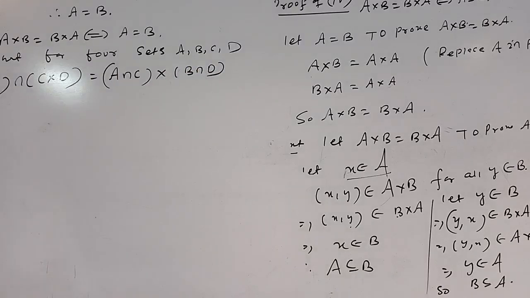Next question. Prove that for any four sets A, B, C, D, A cross B intersection C cross D equal to A intersection C cross B intersection D. How can we prove this one? Let an ordered pair, proof.